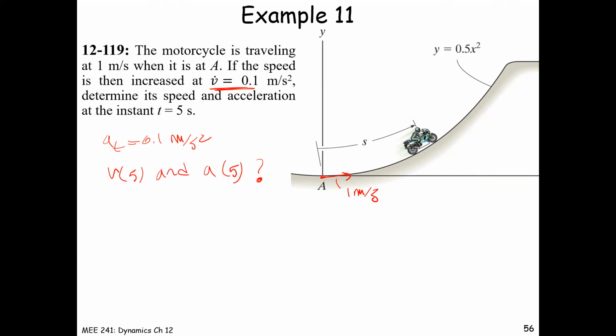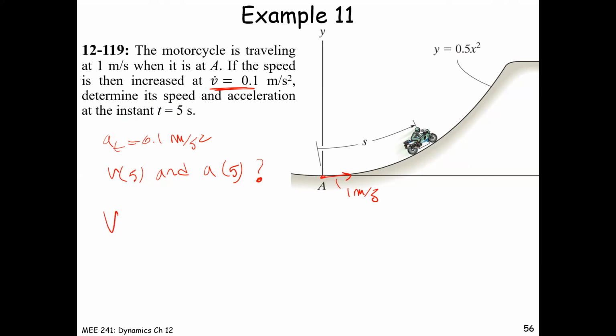All right, so how do we do that? So it's traveling at 1 meter per second initially, right? If the speed is then increased at this acceleration, we need to find its speed and acceleration at t is equal to 5. Okay, how can I find it? So it's starting from 0. How can I find the velocity at 5 seconds, right? If it is traveling with a constant velocity.